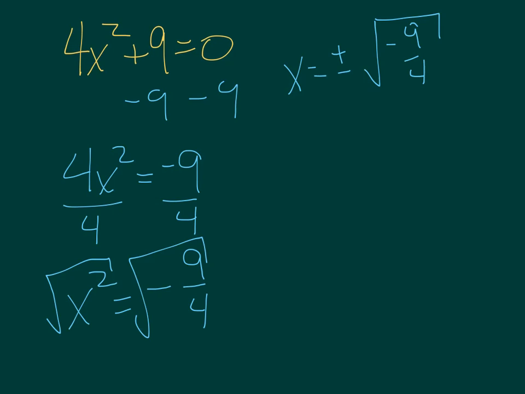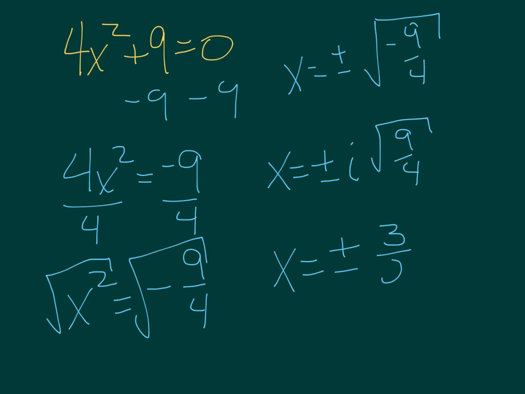Now remember, when you take the square root of a negative number, you're introducing this imaginary number into the whole situation. So really what this is, x equaling plus or minus i times the square root of 9 over 4. Square root of 9 is 3. The square root of 4 is 2. So it's going to be x equals plus or minus 3 halves i.